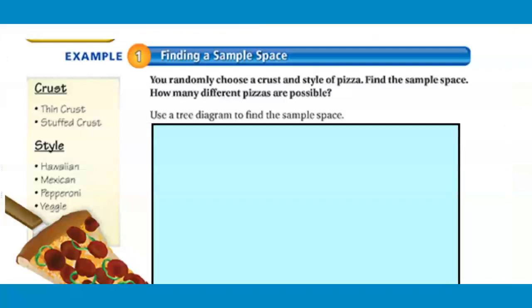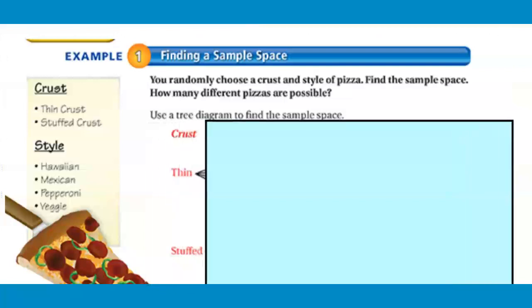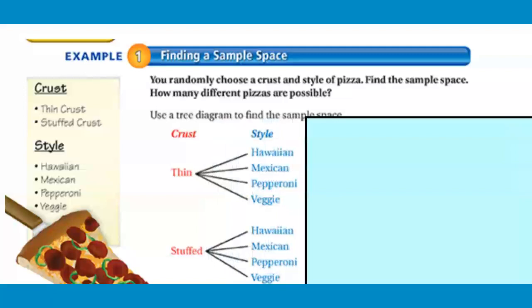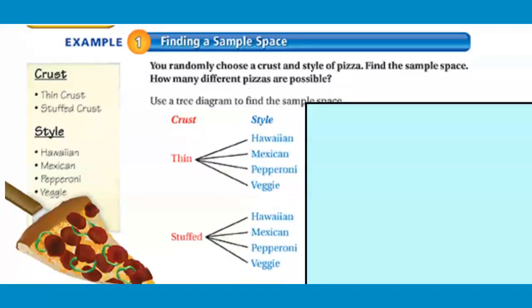So I've made one here, and I'm just going to slide this over. So here we have crust. So we have thin and we have stuffed. We have two choices for crust. Off of that branches, we have four different styles of pizza. So I could have a thin crust pizza that is Hawaiian style, Mexican, pepperoni, veggie, or I could have a stuffed crust pizza that's also Hawaiian, Mexican, pepperoni, or veggie.